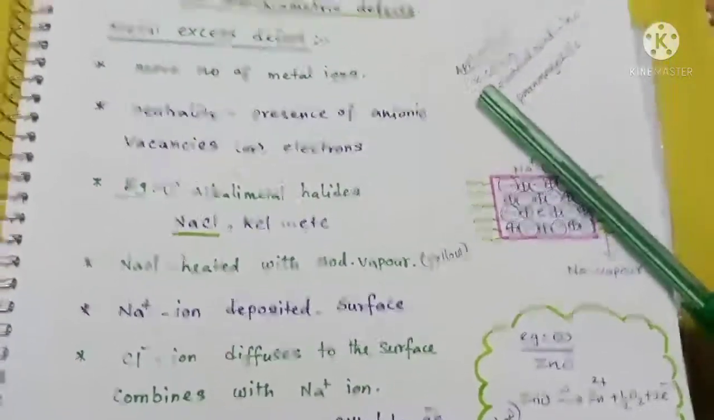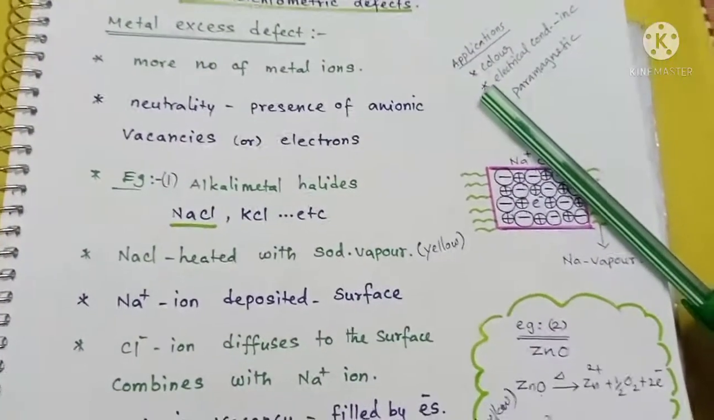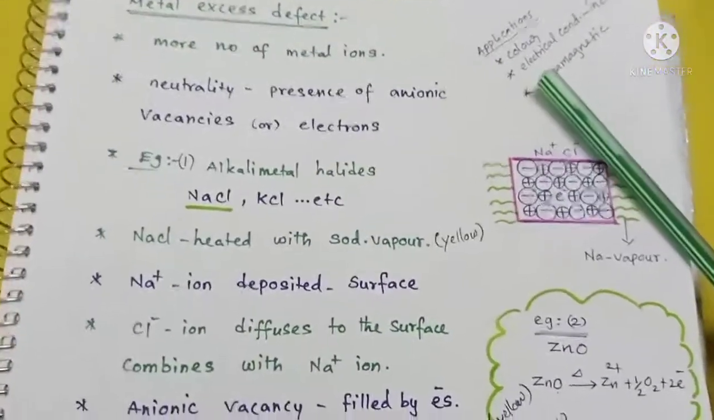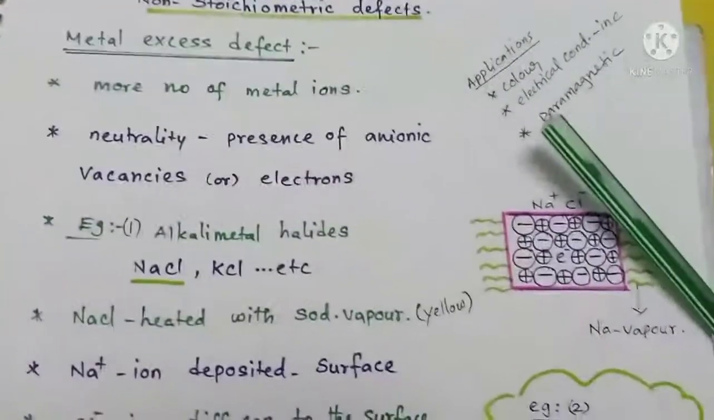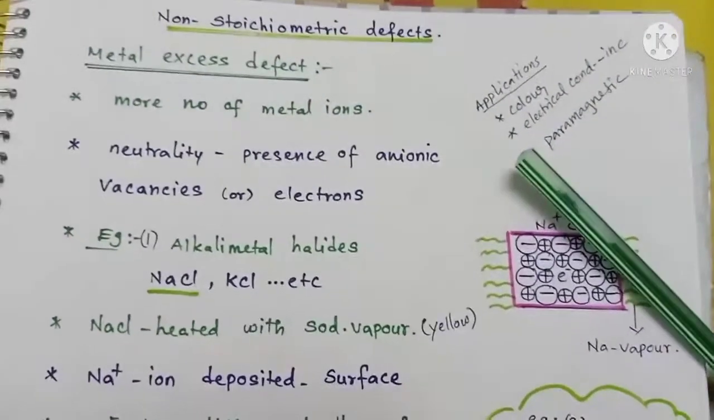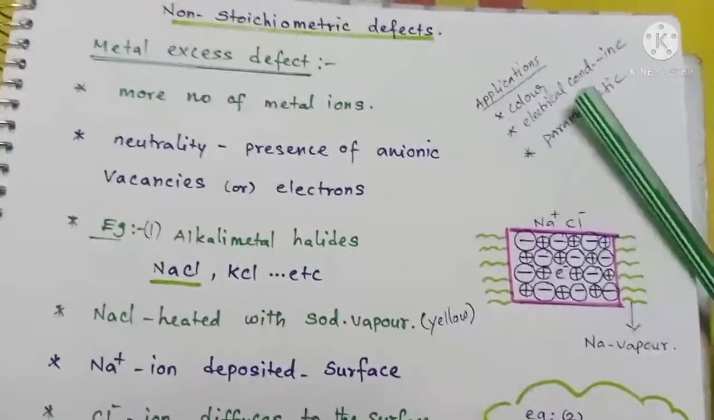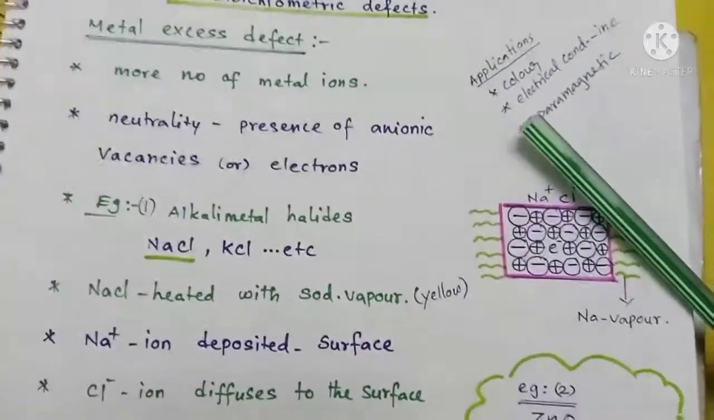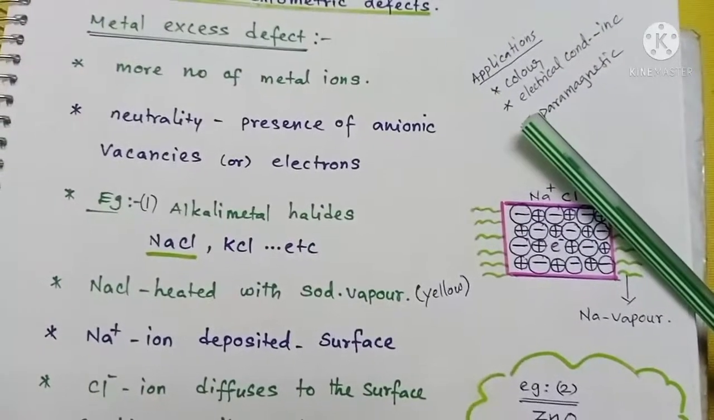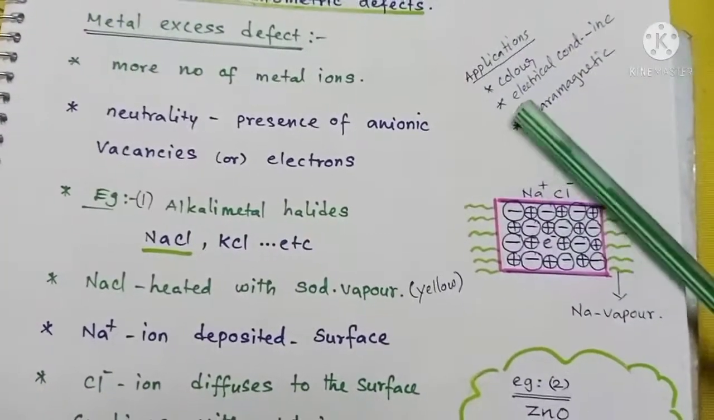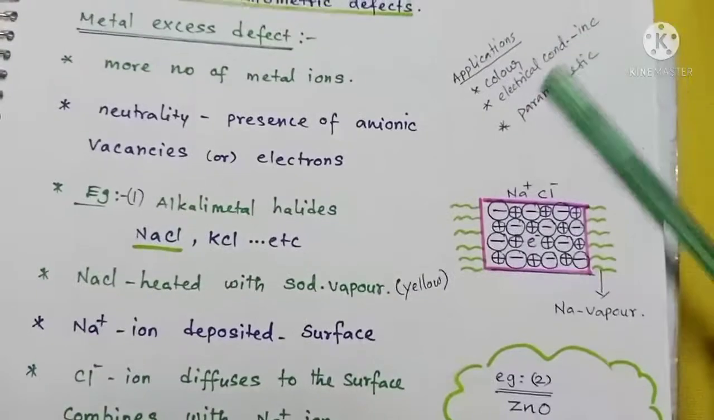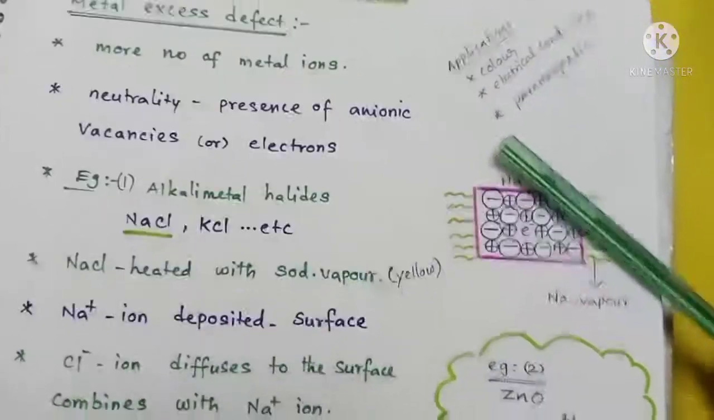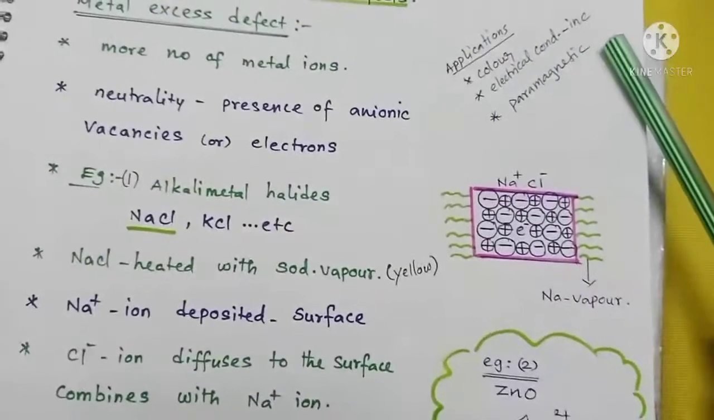They produce some color in the compound. So because of the presence of this kind of effect, the colorless compounds are getting some color. Okay. Then the next one, the electrical conductivity of the material is getting increased, because in a metal excess defect, the unpaired electron is filling the anionic vacancy, isn't it? So due to the presence of such unpaired electrons, the electrical conductivity of the material is getting increased, as well as the paramagnetic property also increases.